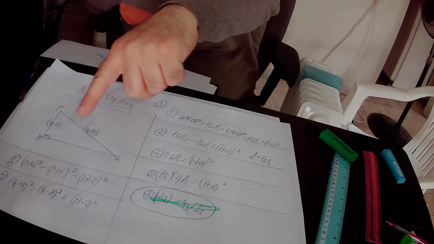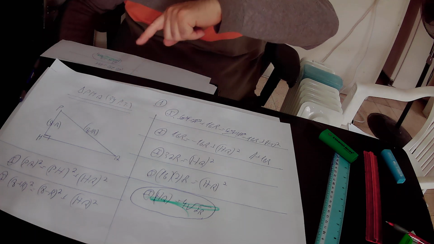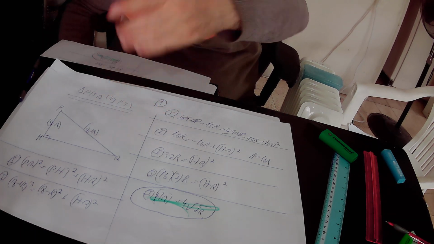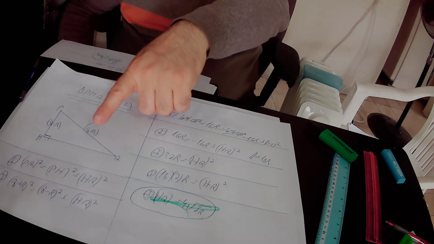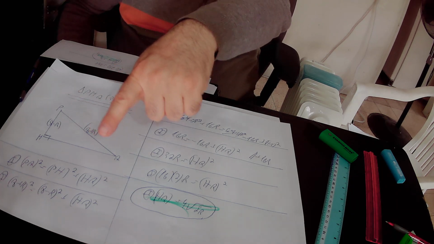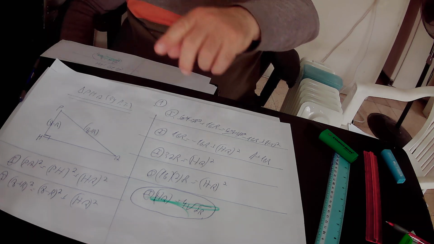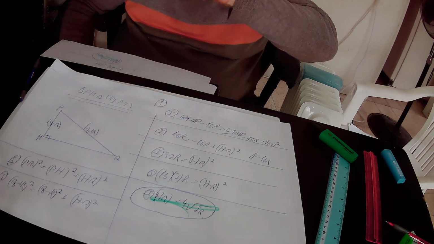Again, PQ square equals PH square plus HQ square. PQ is 8 plus R, therefore PQ square is (8 plus R) square, and it must be equal to PH square. PH is 8 minus R, therefore PH square is (8 minus R) square, plus HQ square. HQ is the missing side, so we leave it as it is.